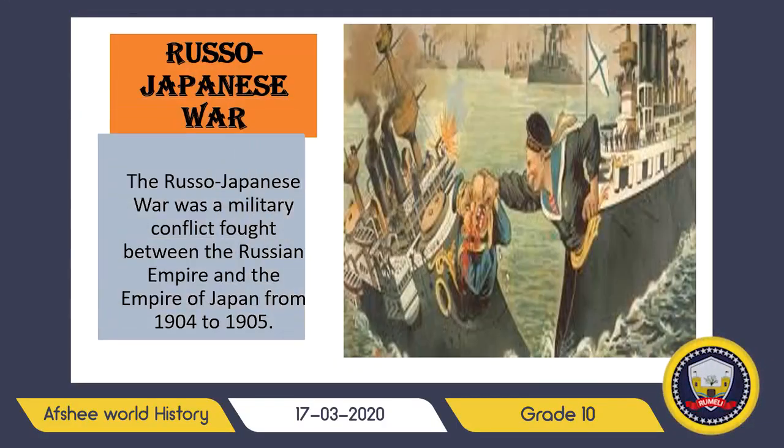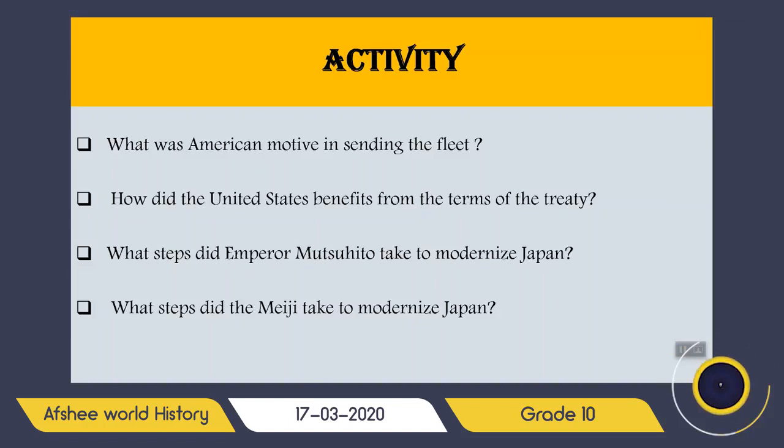Before we start our activity, let's see what happened afterwards. Japan surprised the world by defeating a large power that was supposed to be the strongest. So this is how it ends.